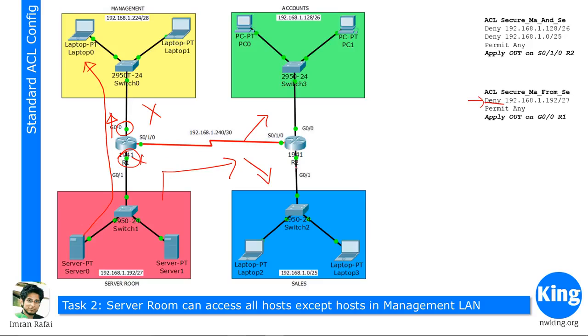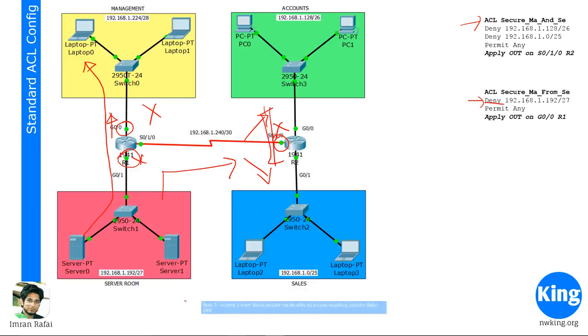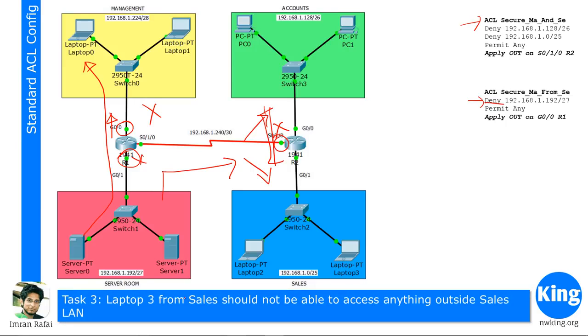Any other traffic, let's say the traffic is actually coming from accounts, and I apply it here, it will say your source IP address is in the 192.168.1.128 range, whatever that range is. It says no, I don't have a list which says deny, so you are permitted to go, right? But it's a different story that because of our first ACL which is applied here, all traffic coming in from sales or accounts is anyway going to be dropped here, right? So that's our task 2. Task 2 is done.